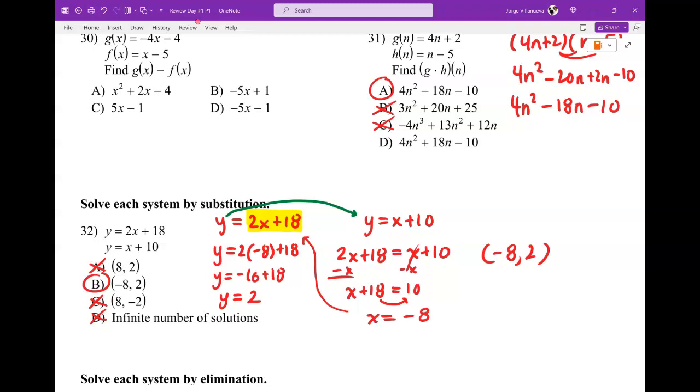Whereas the one that we did, number 31, that was a little tricky because when I first multiplied and I got 4n squared, I couldn't just pick A or D. I still had to figure out the middle term, right? I would notice that the last terms are identical, minus 10 for A and D. But the positive 18n, negative 18n, that was different. So once I figured that out, then I can pick my answer.